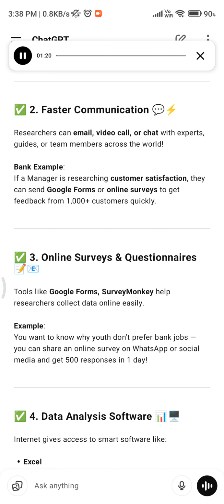3. Online surveys and questionnaires. Tools like Google Forms, SurveyMonkey help researchers collect data online easily. Example: you want to know why youth don't prefer bank jobs? You can share an online survey on WhatsApp or social media and get 500 responses in one day.